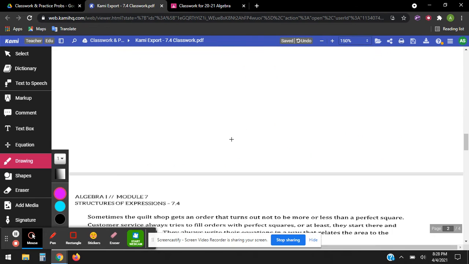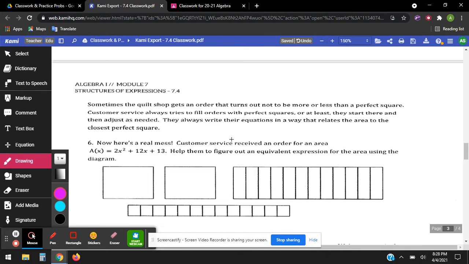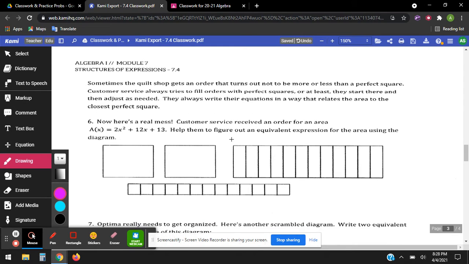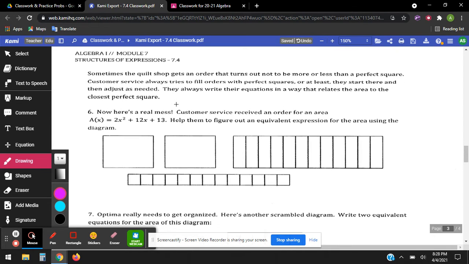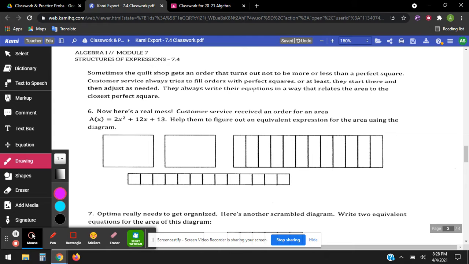Okay, let's see if Clementine has more for us. Nope. Okay. So for these next ones, sometimes the quilt shop gets an order that turns out not to be more or less than a perfect square. Customer service always tries to fill with perfect squares, but at least they start there and then adjust as needed. So they always write their equations in a way that relates to the area of the closest perfect square.